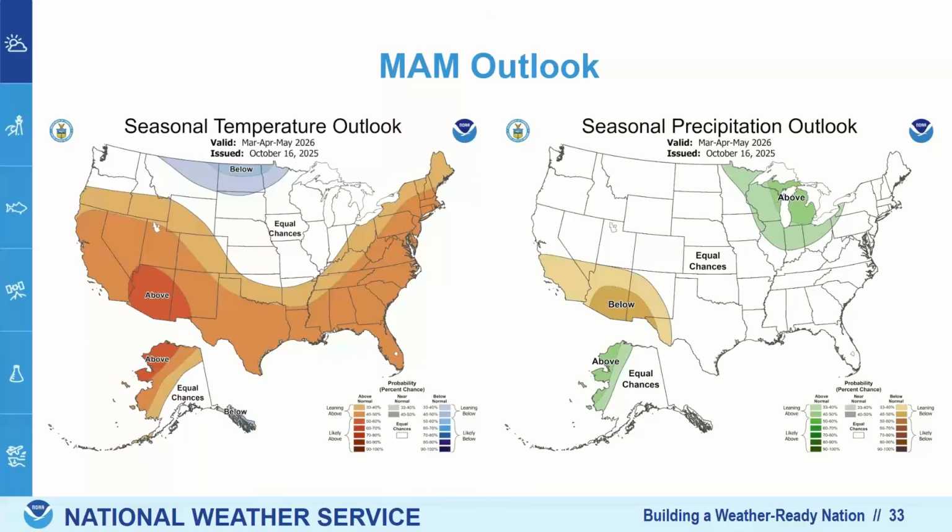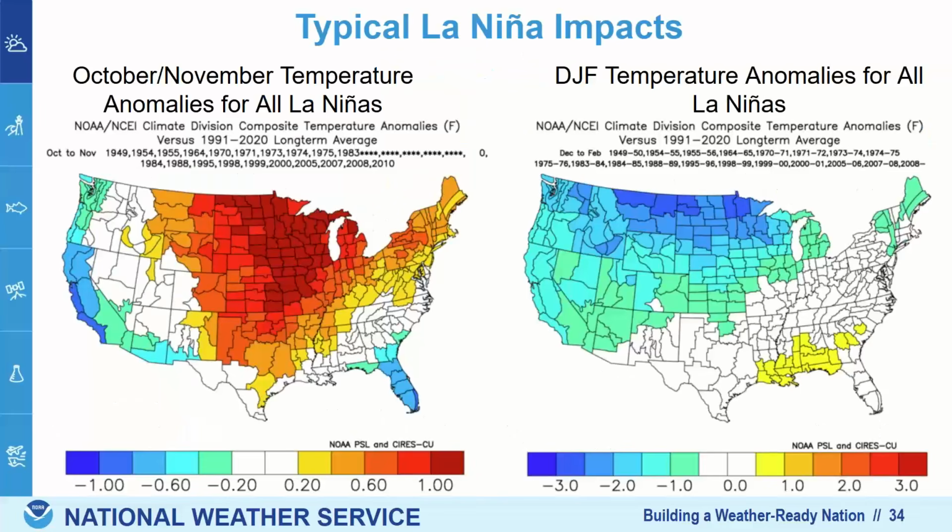And then that last period, March, April, May, still looking slightly below normal for temperatures, but maybe starting to swing back normal to average by this point. And then still seeing that above normal signal across the Great Lakes, but maybe not bleeding as far west as we are. So kind of what does typical La Nina impacts look like?